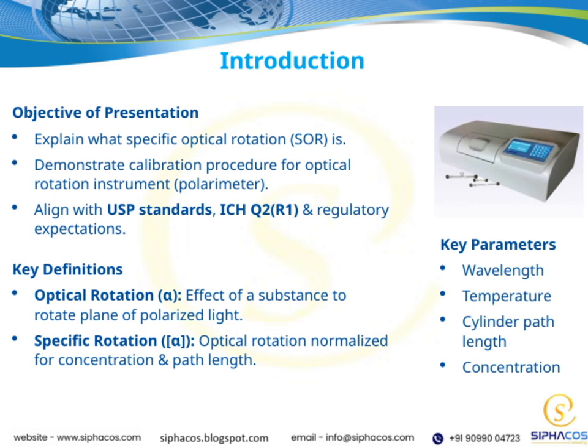Now, let's briefly cover some key definitions. Optical rotation, denoted as alpha, is the effect of a substance to rotate the plane of polarized light as it passes through. Specific rotation, or alpha, is this optical rotation value normalized for concentration and path length, allowing us to compare different samples and conditions more effectively. Understanding these parameters and definitions helps us ensure our measurements are accurate, consistent, and aligned with regulatory expectations.